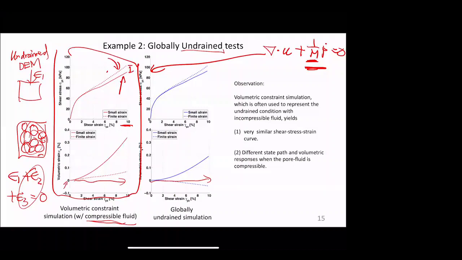Okay. But the actually interesting thing is the comparison between the left figure and the right figure. What we can see is that in both cases, the shear stress is almost identical, meaning that assuming a volumetric constraint to resemble an undrained test is actually very reasonable for the stress, but the geometrical consequence on the volumetric strain is quite profound.